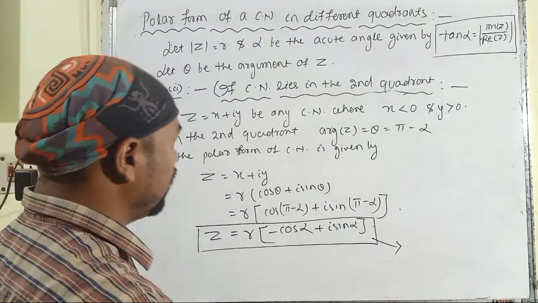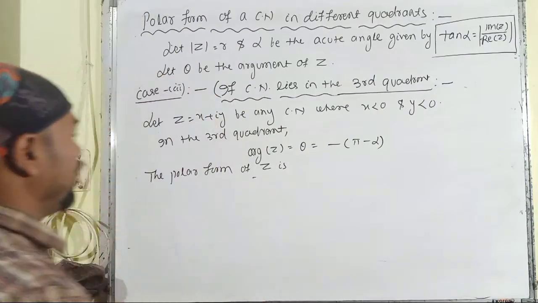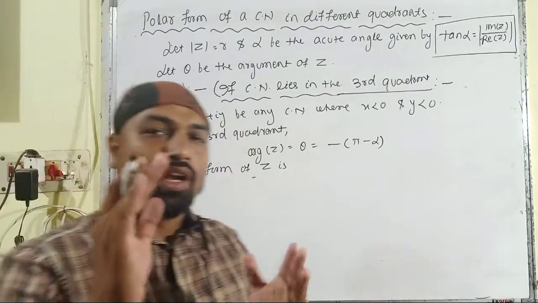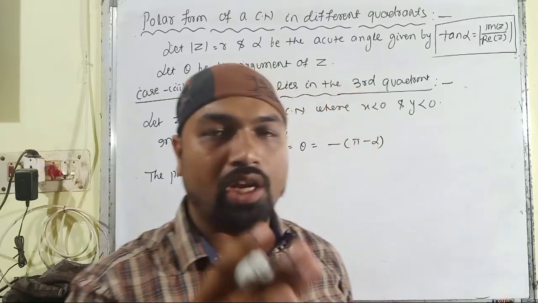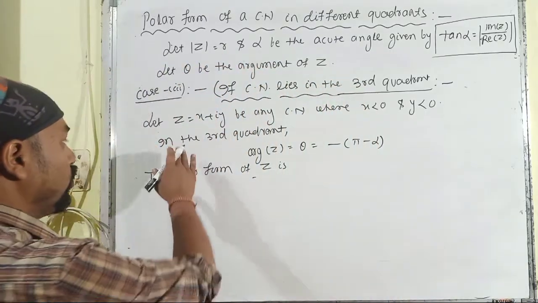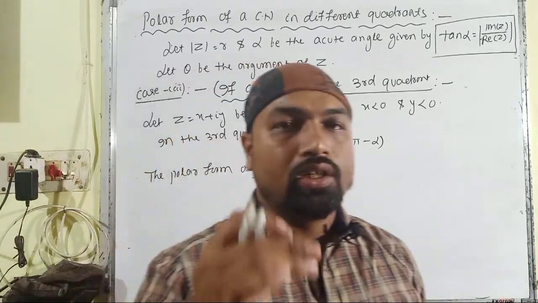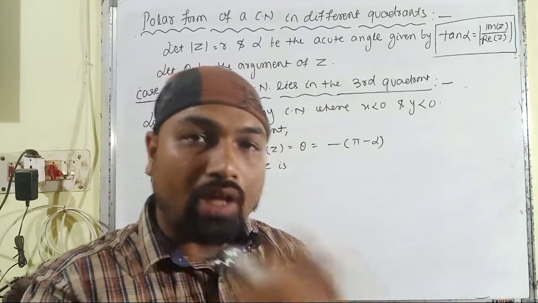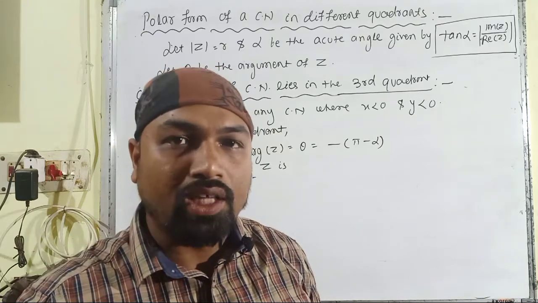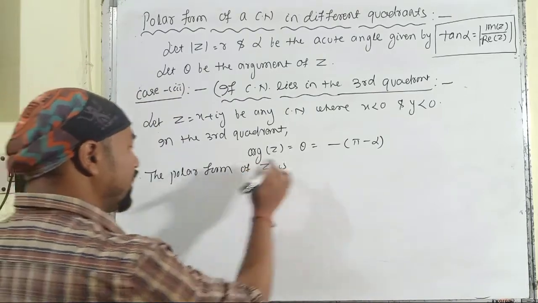Then let us move towards the polar form of a complex number in the third quadrant. Let the given complex number z is equal to x plus iy lie in the third quadrant. That means the real part x is less than 0 and the imaginary part y is less than 0. In the third quadrant, we know from the topic of argument of a complex number that the argument of z is represented by minus (pi minus alpha).